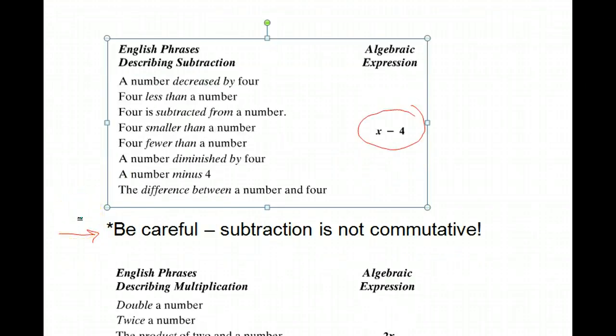And keep in mind, as I mentioned, that subtraction is not commutative, so you absolutely could not have written that as 4 minus x. That would have been incorrect.